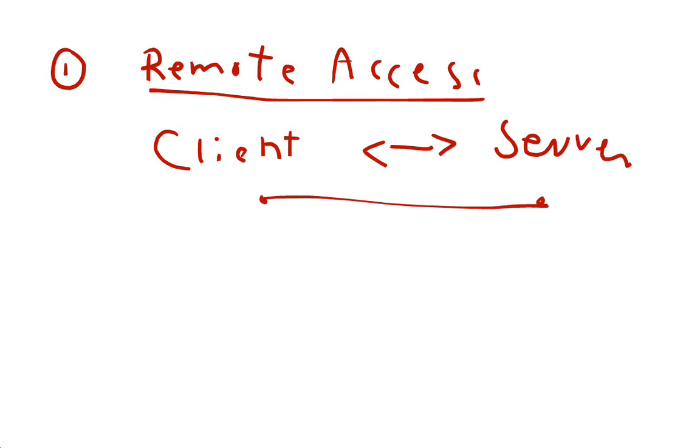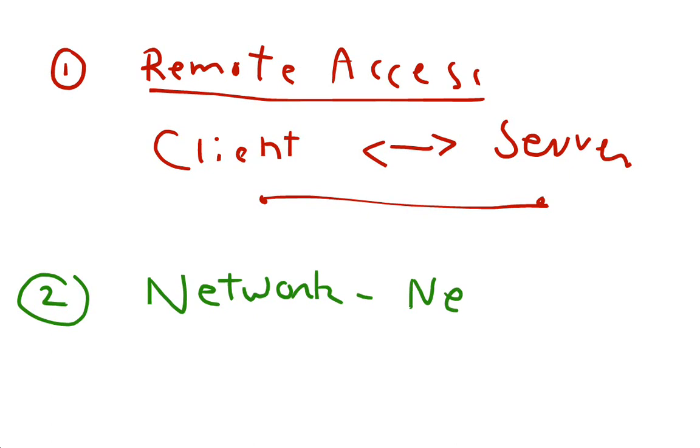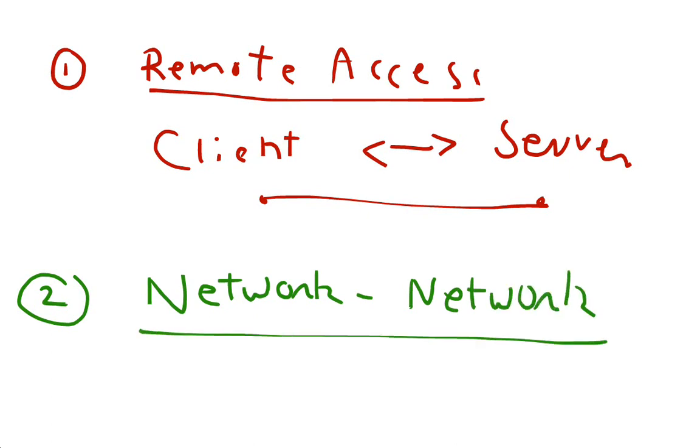And there is another version in which two networks establish or extend their virtual private networks. That is called the network VPN, and now we will be discussing the network VPN.